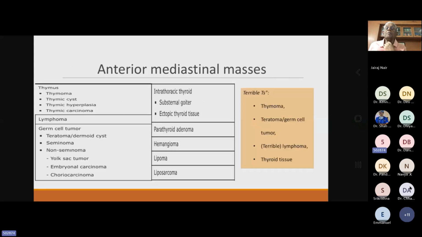Anterior mediastinal masses have different etiologies, including thymus, lymphomas, germ cell tumors, intrathoracic thyroid, parathyroid adenoma, hemangioma, lipoma, and liposarcoma. The most important are the 4 T's, the terrible T's: thymoma, teratoma or germ cell tumor, lymphoma, and thyroid tissue. And thymus includes thymoma, thymic cyst, thymic hyperplasia, and thymic carcinoma.